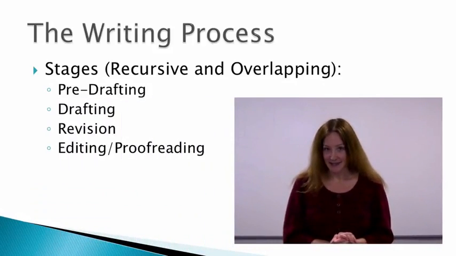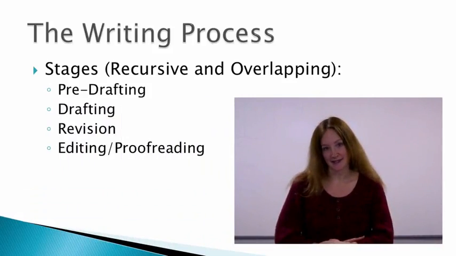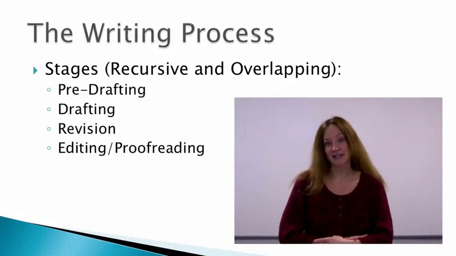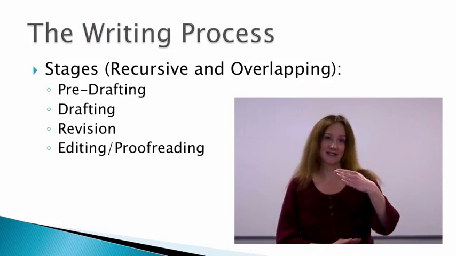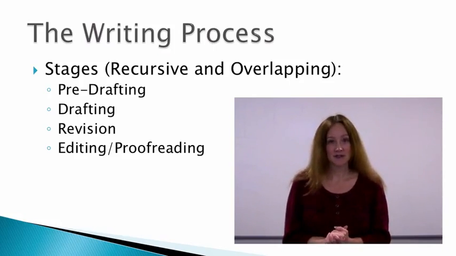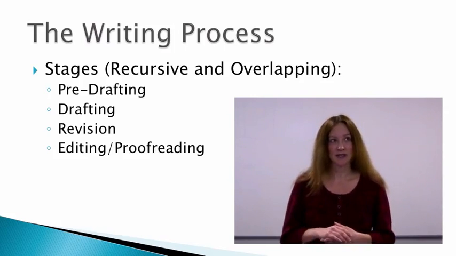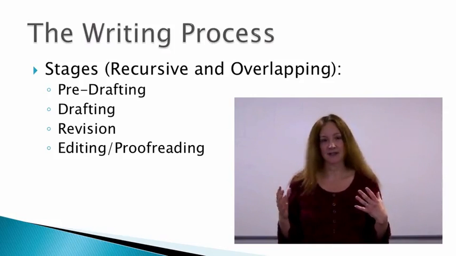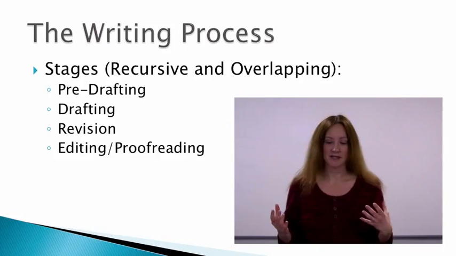The writing process in general has 4 stages. These are recursive and overlapping stages, so it's not linear and you don't move necessarily from one through the other. But in general, writers usually approach a writing project by thinking about a pre-drafting stage, where you're deciding what it is you're going to write and thinking about your writing project.